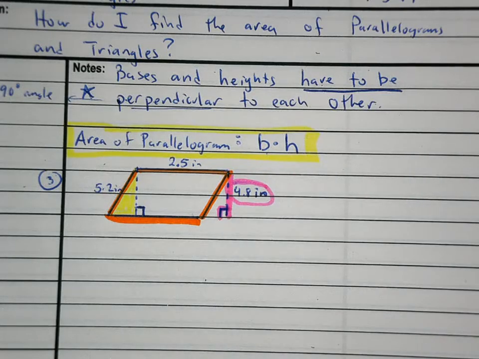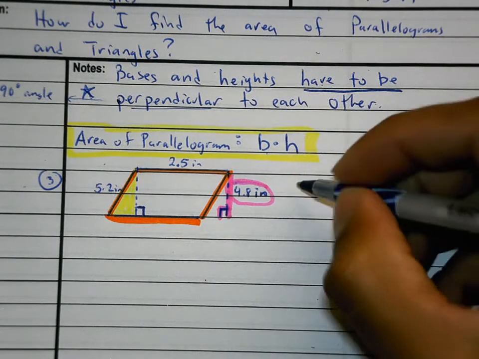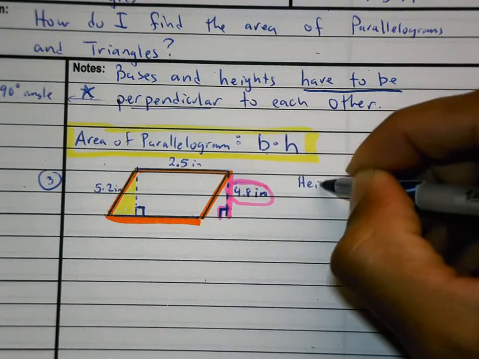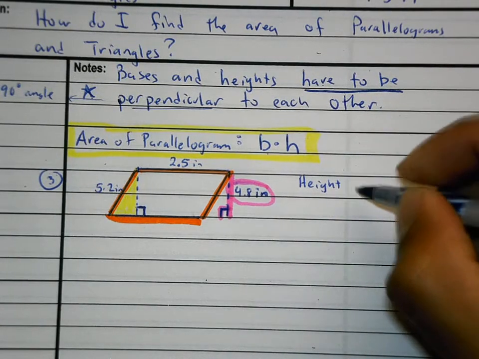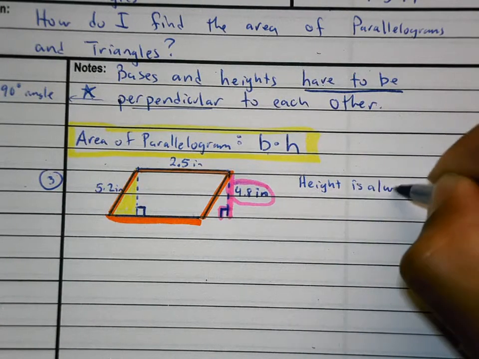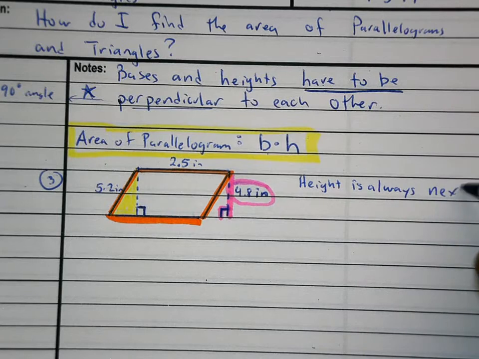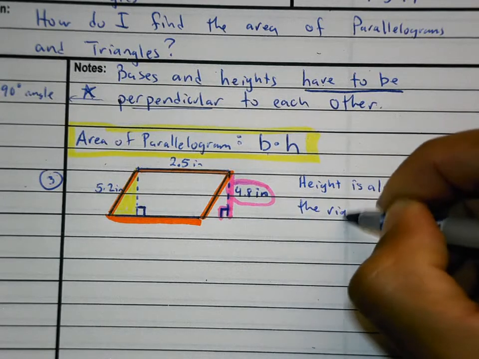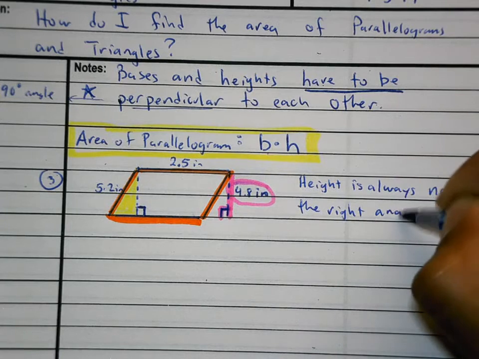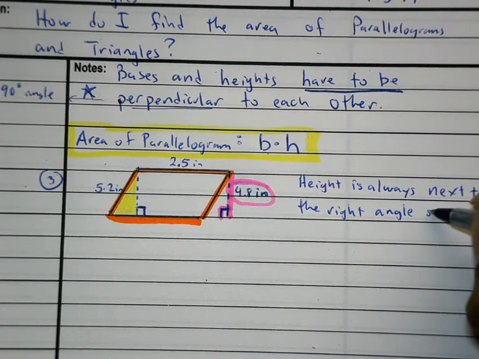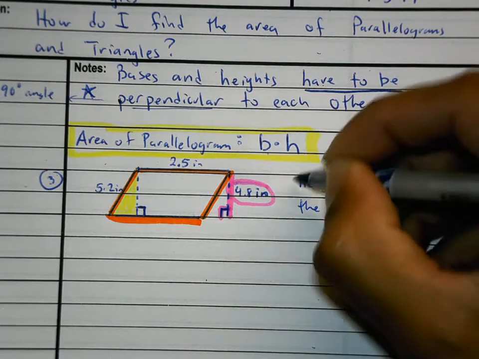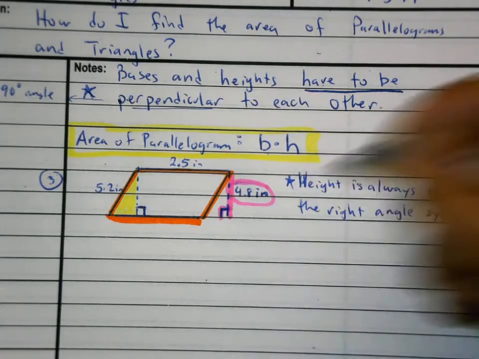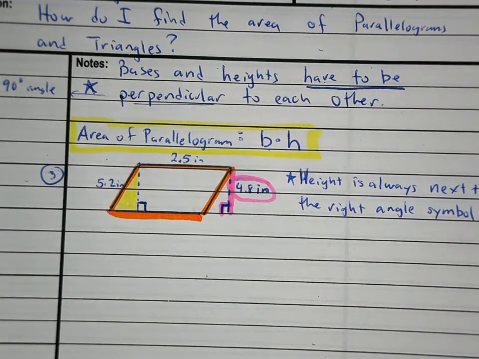Okay? So I want to write a little note to myself. The height is always next to the right angle symbol. The height is always next to the right angle symbol.